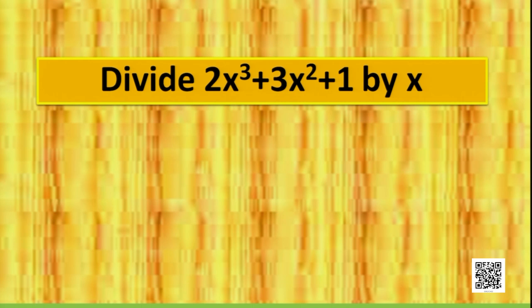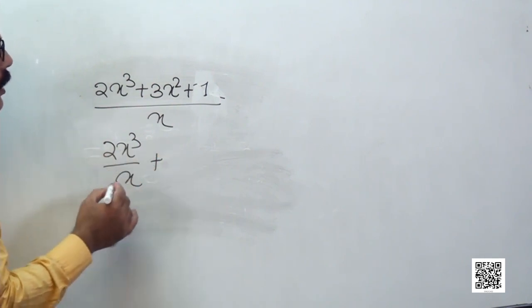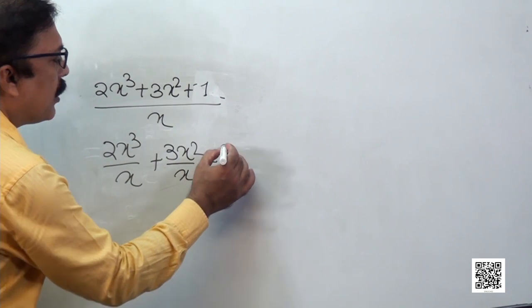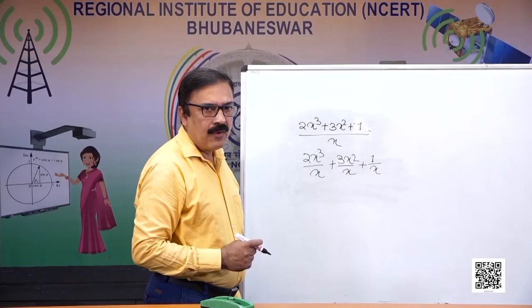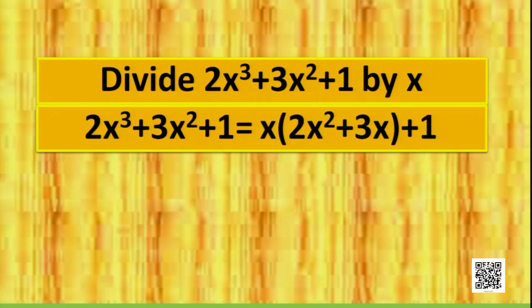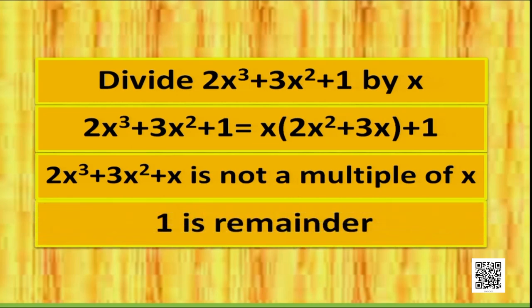What happens in that case? If we divide by x, then the first term is divisible by x. It is clearly seen. 3x square can also be divided by x, but is 1 divisible by x? No, it is not. So we cannot write it in this way. So what to do? In this case, 2x cube plus 3x square plus 1 is the dividend, x is the divisor, 2x square plus 3x is the quotient, and 1 is the remainder. So 2x cube plus 3x square plus 1 is not a multiple of x, as we have a remainder 1.